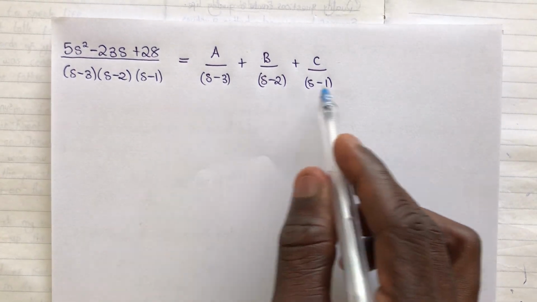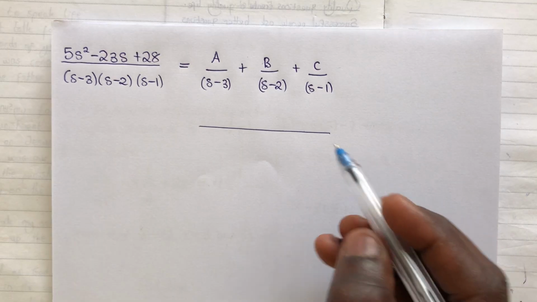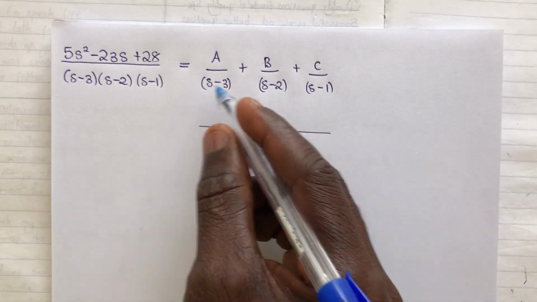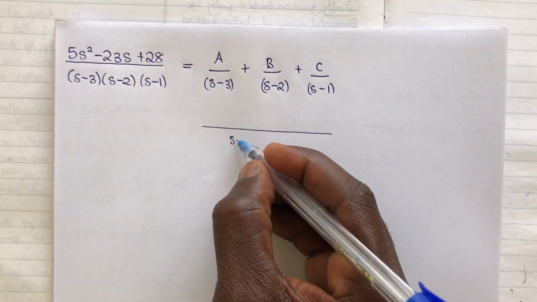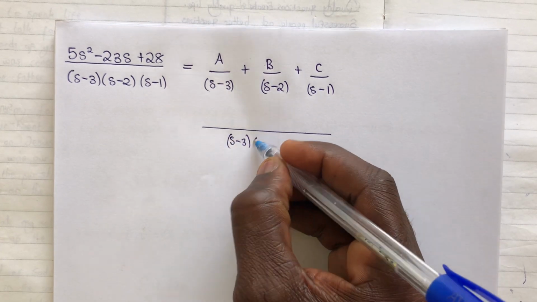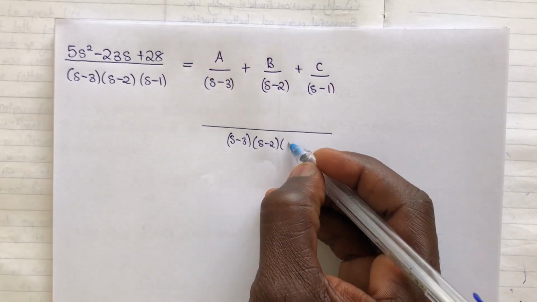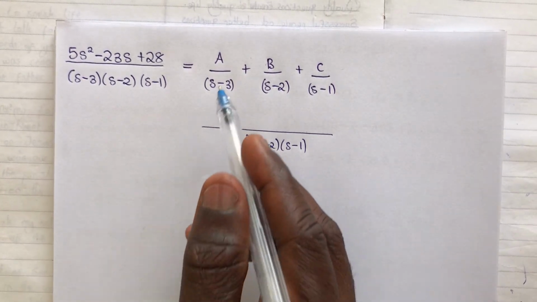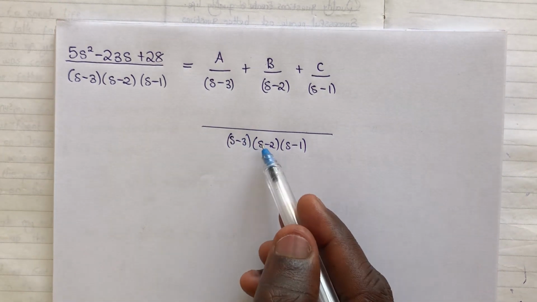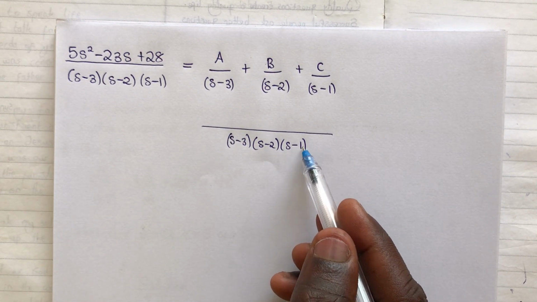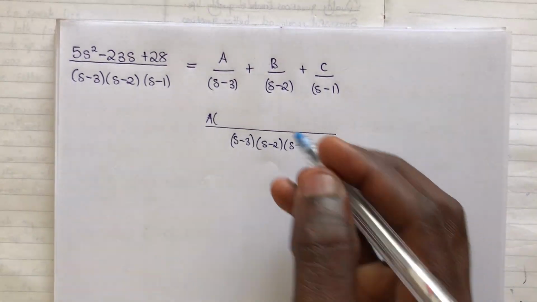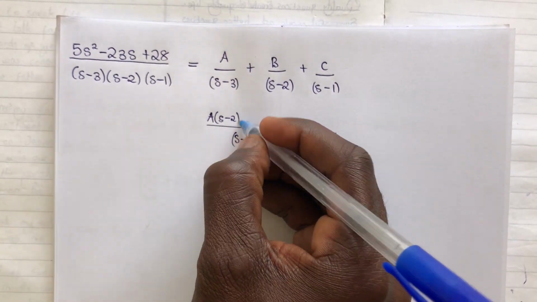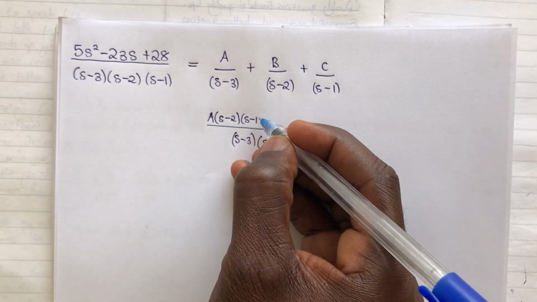Okay, and let's take the LCM here. So taking the LCM on the right hand side, what will be our LCM? We have S minus 3, S minus 2, S minus 1. Now, S minus 3 can cancel this one. We are left with S minus 2, S minus 1, which will multiply A. So we have A multiplying S minus 2, S minus 1.